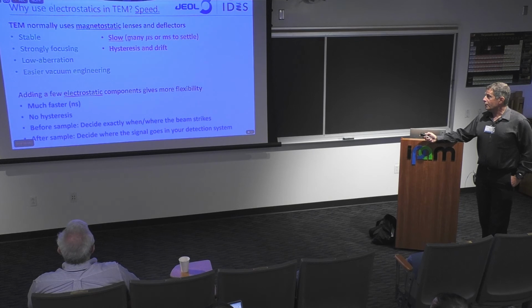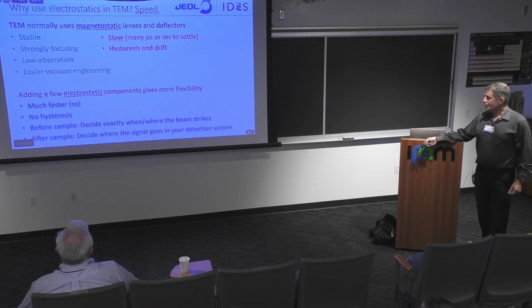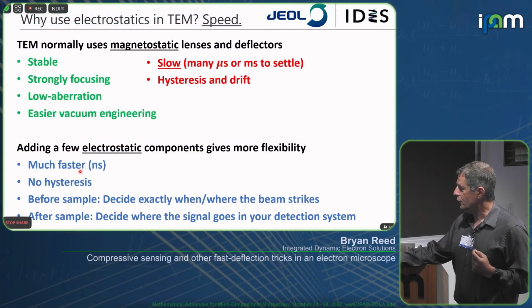So that, on the other hand, means they're slow. It can take many microseconds or milliseconds to settle, and they have hysteresis, they have drift, right? They're magnetic systems. Things can heat up, things can move around, and it's not that great. If you just add a few electrostatic components in select locations, you can get a lot of flexibility. So they can be much, much faster. They can operate on the nanosecond scale rather than the microsecond or millisecond scale like the magnetic systems do. They have basically no hysteresis if you do good circuit design. And depending on where you put them, you can do quite a few things.